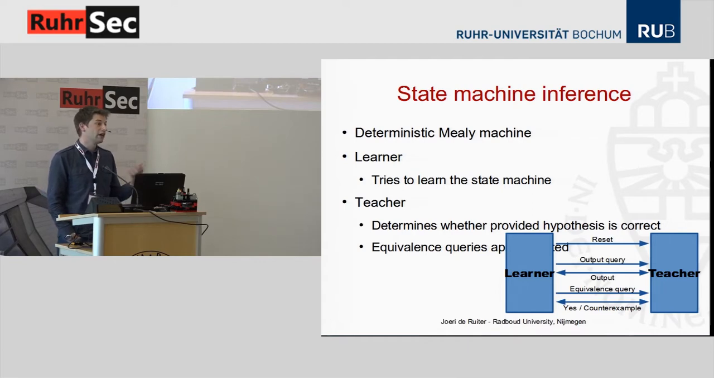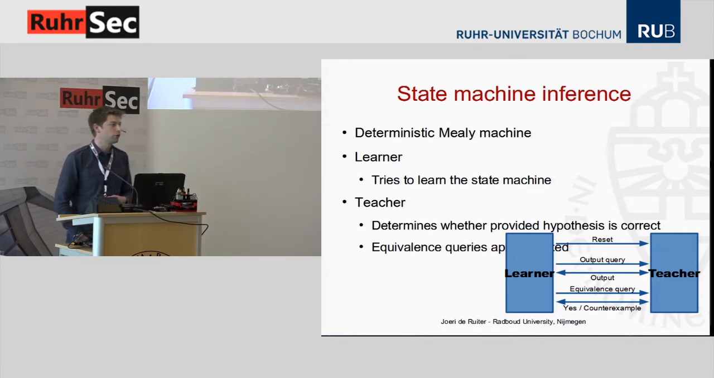And the teacher then tells you, yes, you indeed found the correct state machine, or it can say, no, you did not find the correct state machine, and here's a counterexample. And if you get a counterexample, the learner will update its hypothesis, continue a bit more learning if necessary, and then once it's convinced again, it will perform another equivalence query. And these equivalence queries will need to be approximated, of course, because, as I said before, the teacher doesn't know exactly which state machine is implemented.